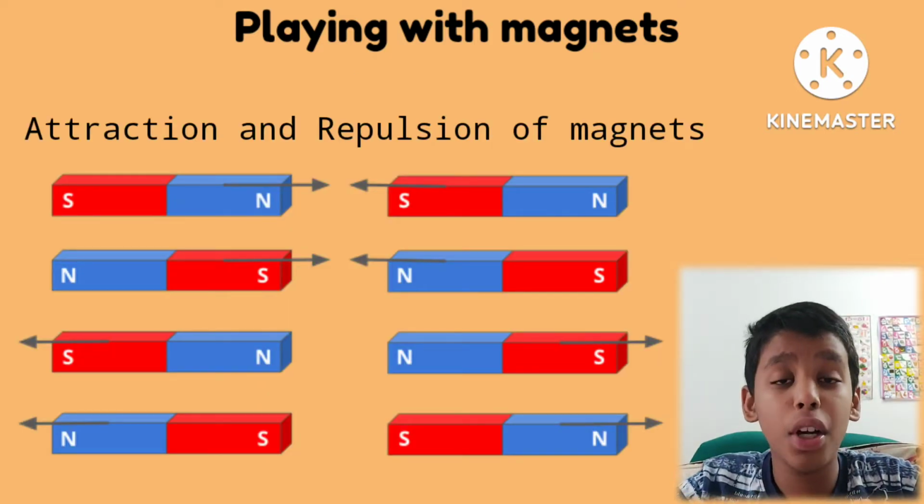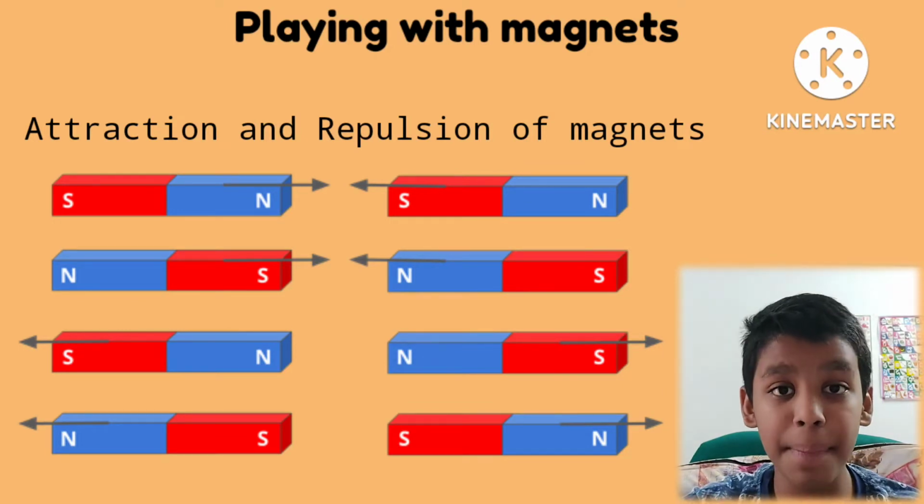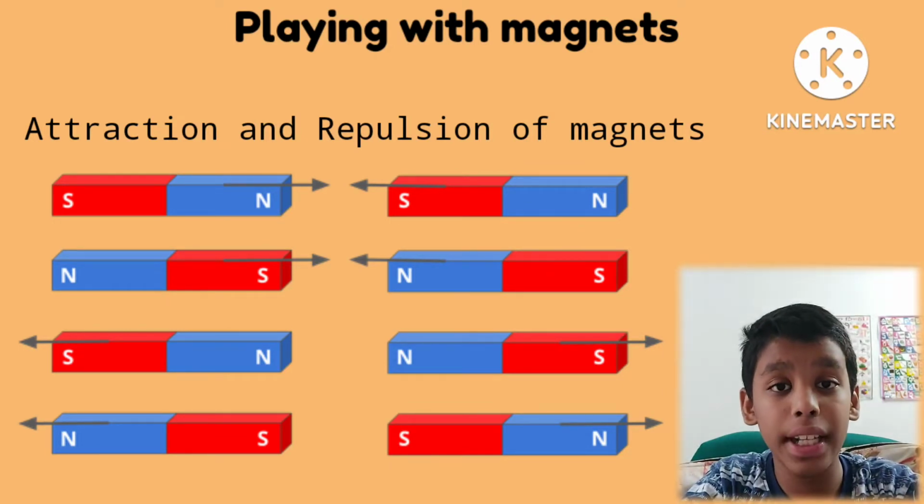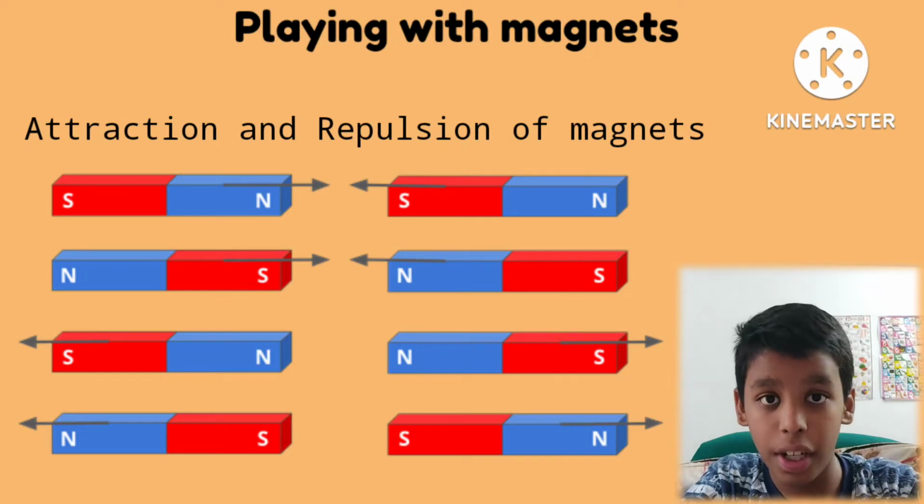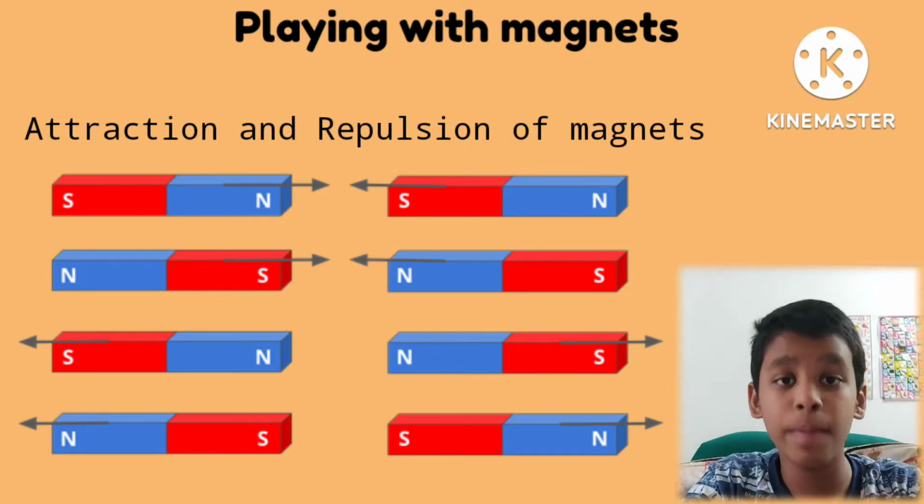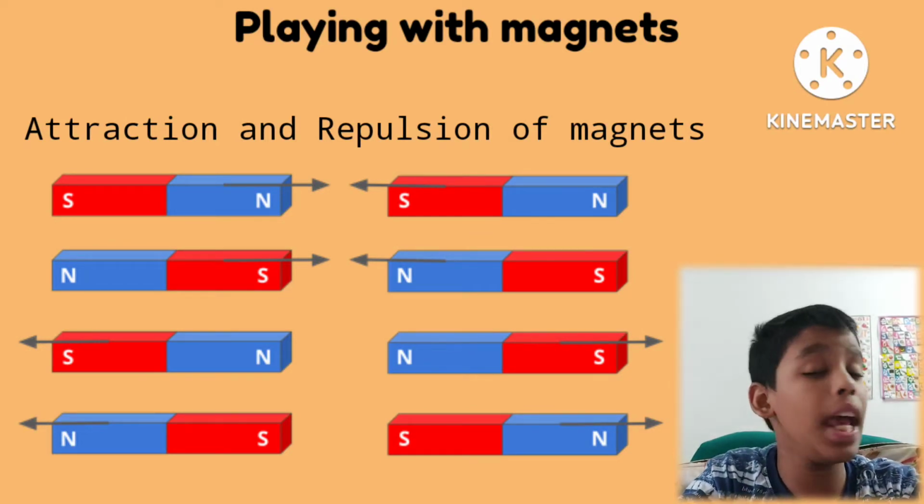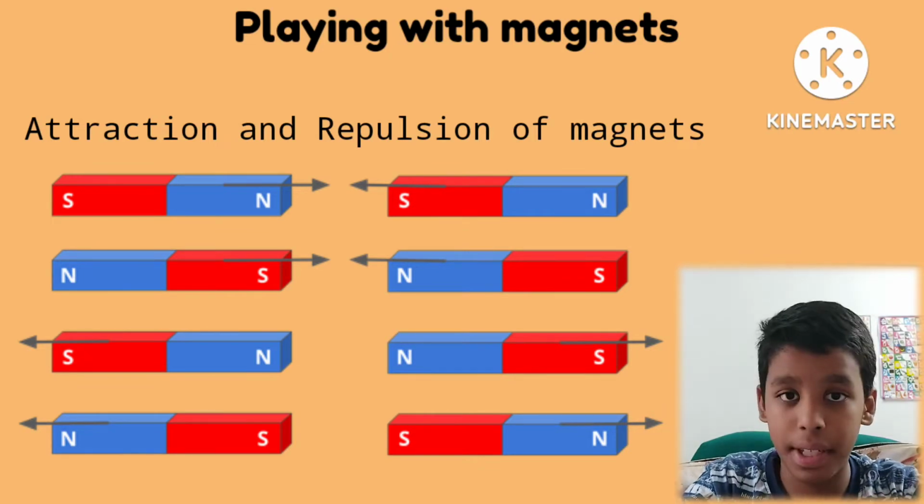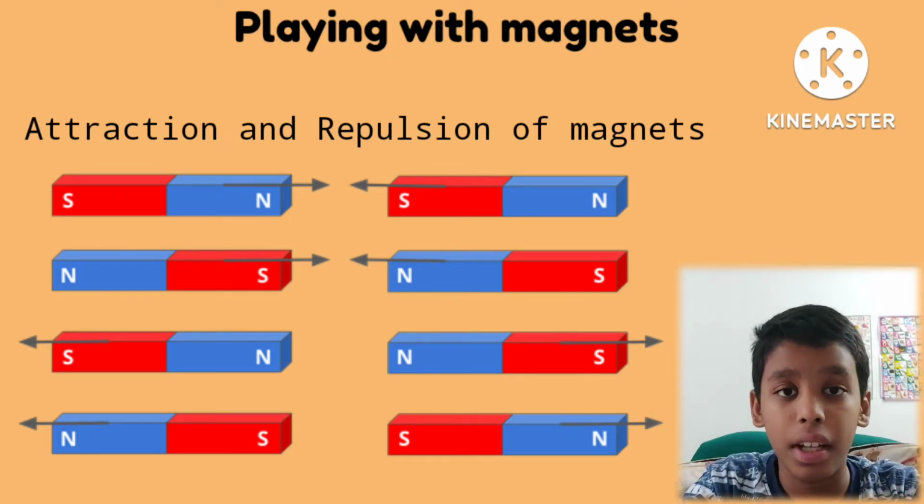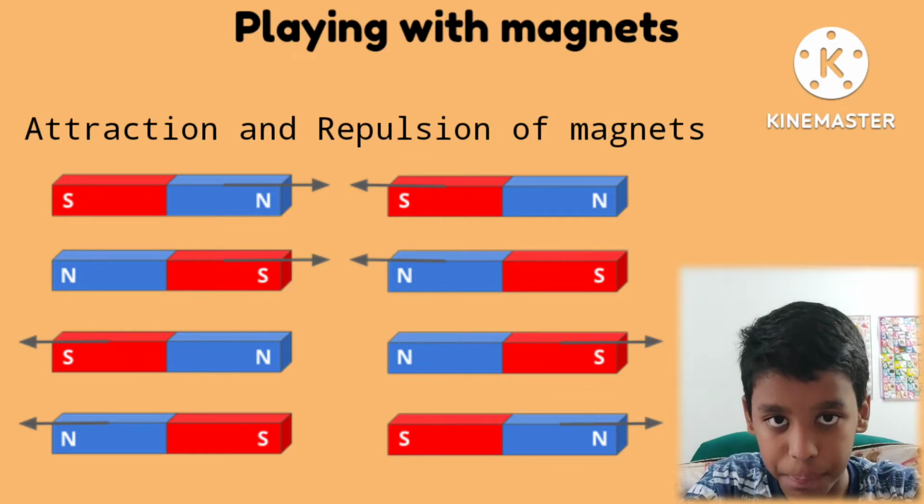Now let's discuss the attraction and repulsion between two magnets. When they are unlike poles, that means north and south, they will attract each other. Remember, the unlike poles will attract each other. What about the like poles? It's the complete opposite. They will repel each other. For example, north and north will repel each other, and south and south will also repel each other.